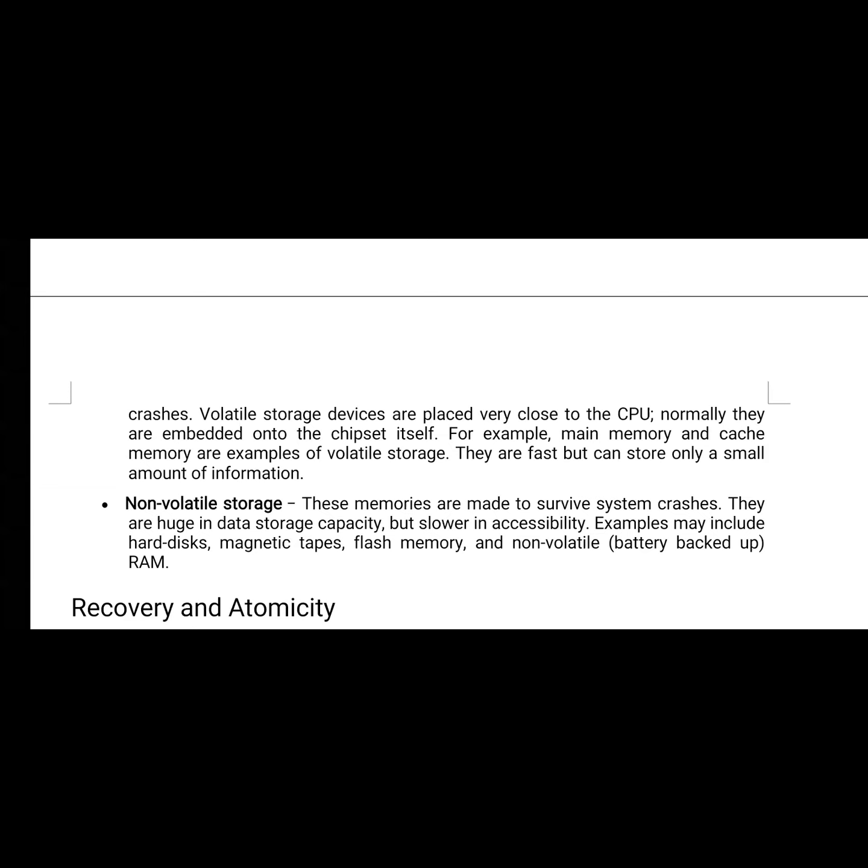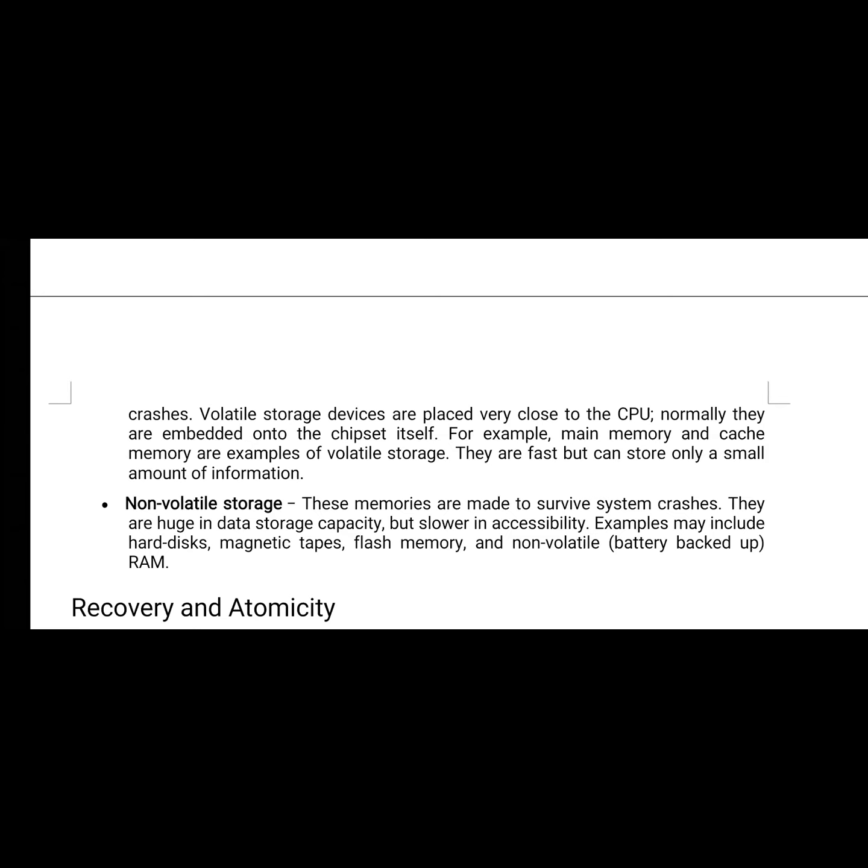For example, main memory and cache memory are examples of volatile storage. Why? Because their access time is very low, and their speed is very high compared with the remaining storage devices. But the storage capacity is very low compared with secondary storage. So they are very fast but can store only a small amount of information. The fastest memory is the cache, which is provided between the CPU and main memory to reduce the cycles needed to retrieve the required data.